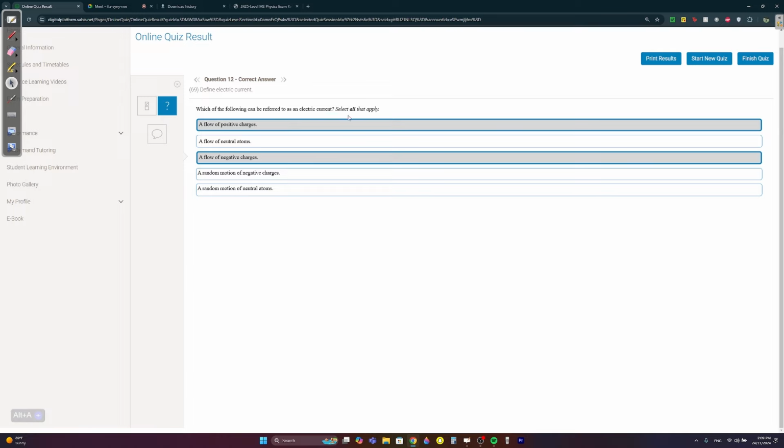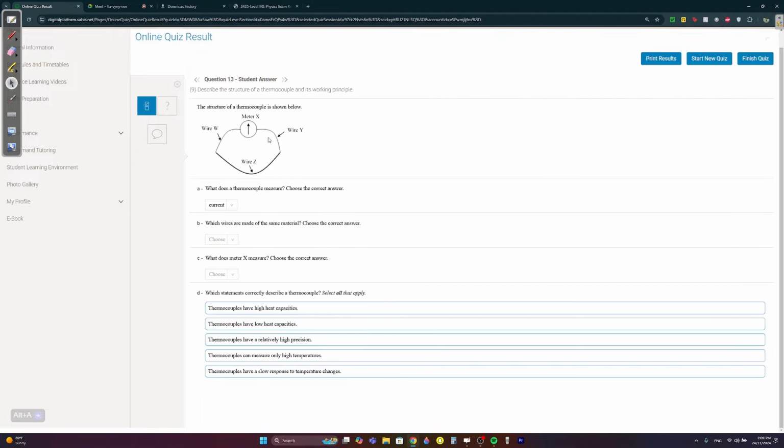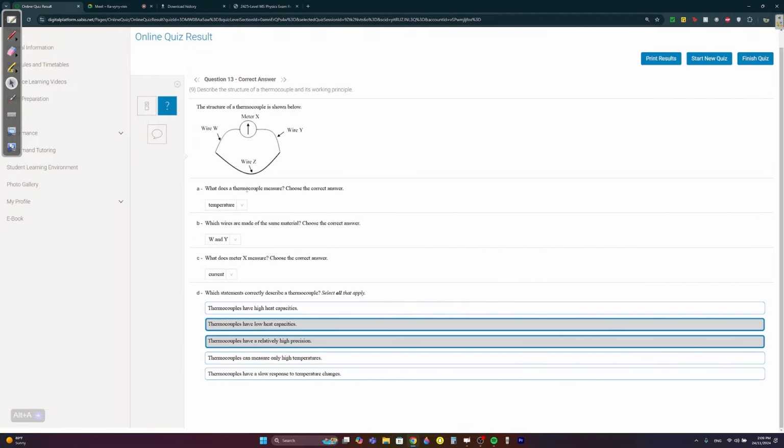Question 12. Which of the following is an electric current? It's a flow of positive or negative charges. It's not random, but one of these two. This came typing in the final. What does a thermocouple measure? You know it measures temperature, obviously. Which wires are made of the same material? This also came in the final, if I'm not wrong. W and Y are made of the same material.